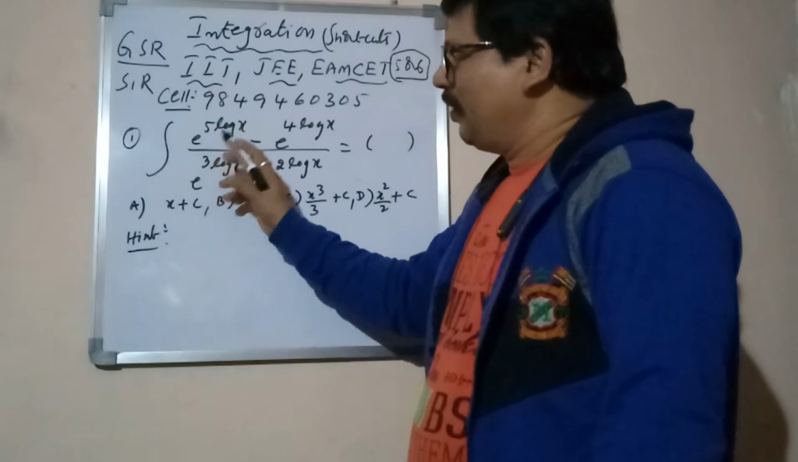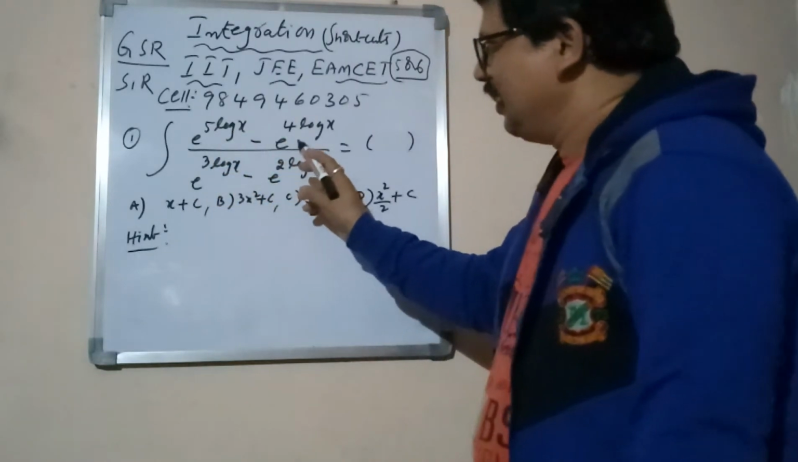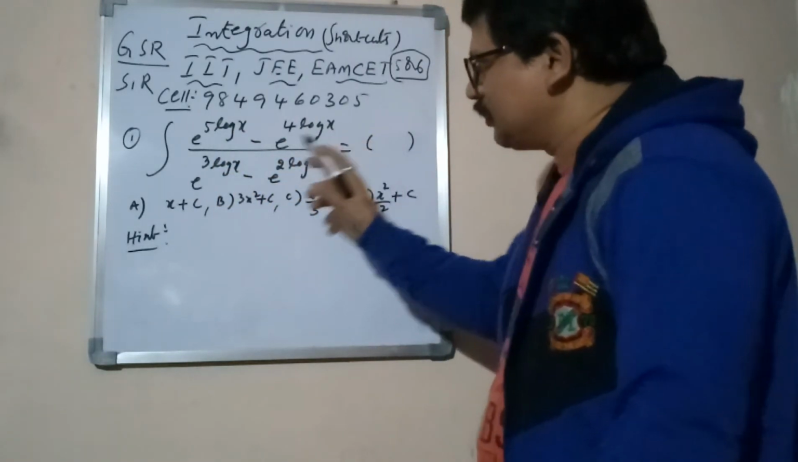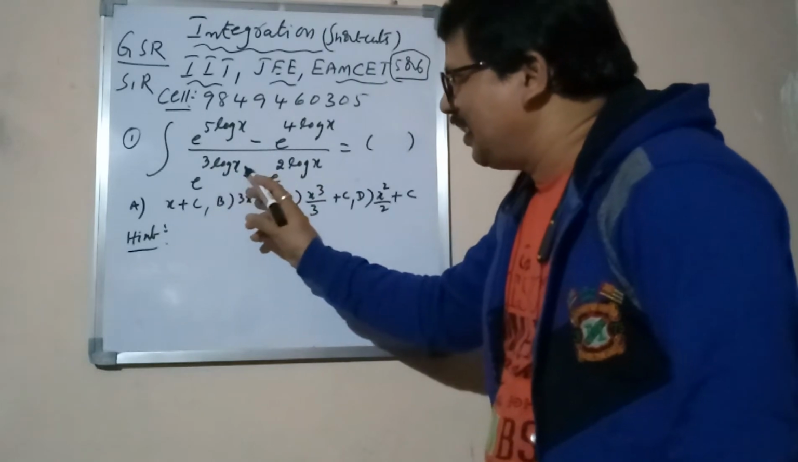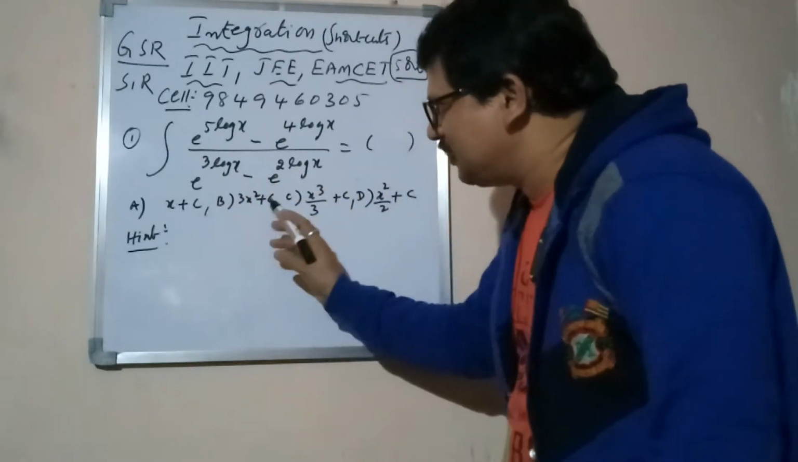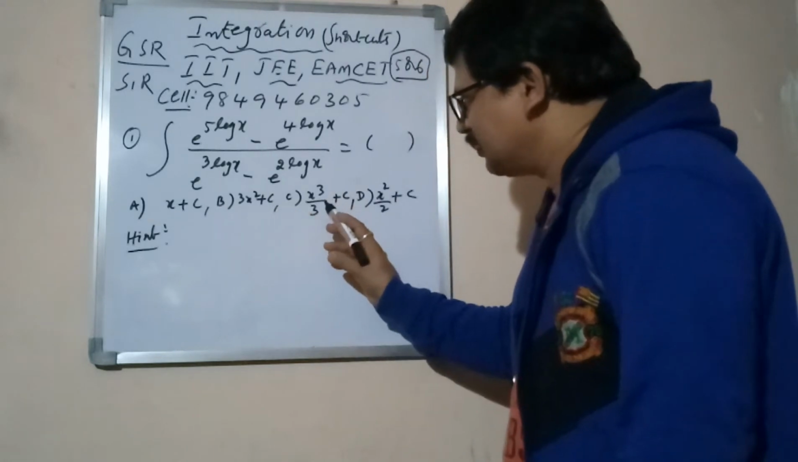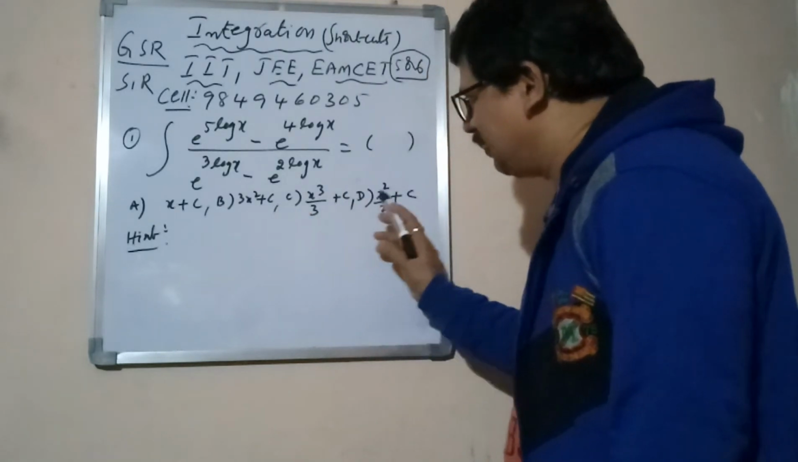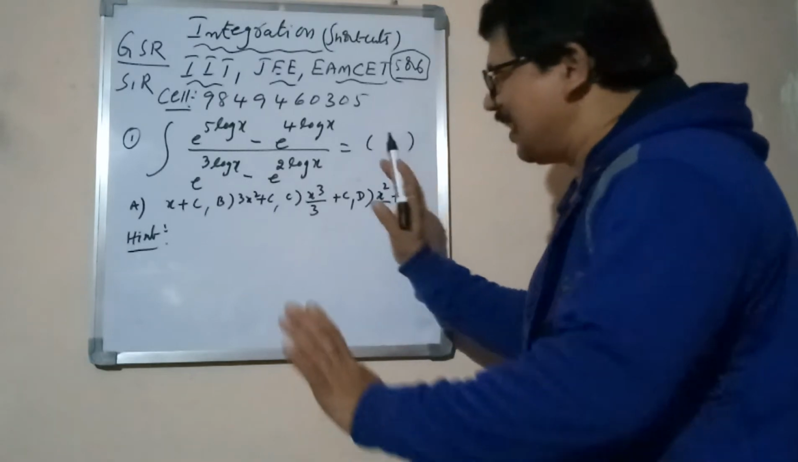Integral e power 5 log x minus integral e power 4 log x by integral e power 3 log x minus integral e power 2 log x. Options: x plus c, 3x square plus c, x cube by 3 plus c, x square by 2 plus c. This is the actual question.